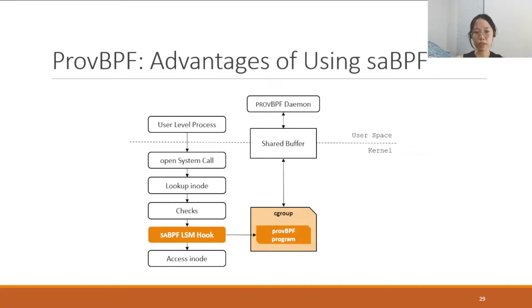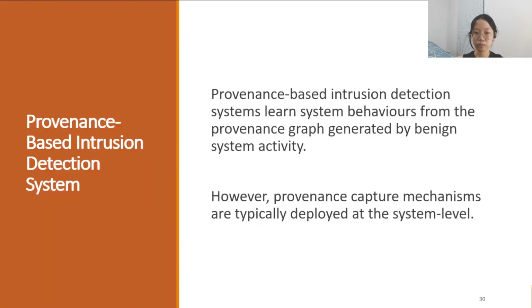So what's the advantage of using saBPF? With saBPF, profBPF can attach programs at the intersection of LSM hooks and cgroup. That means the provenance capture mechanism can be deployed at a container level.